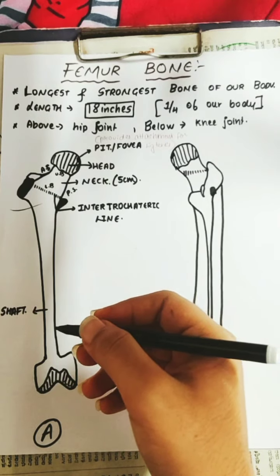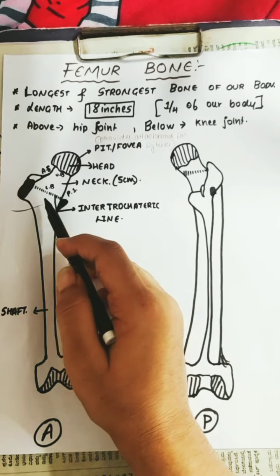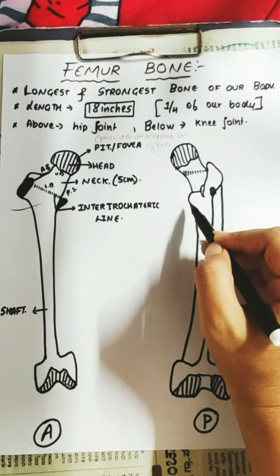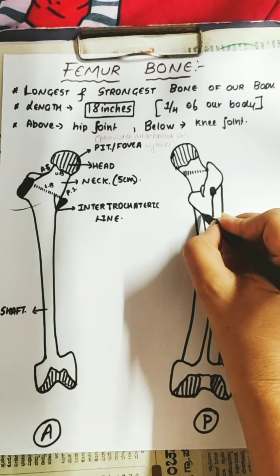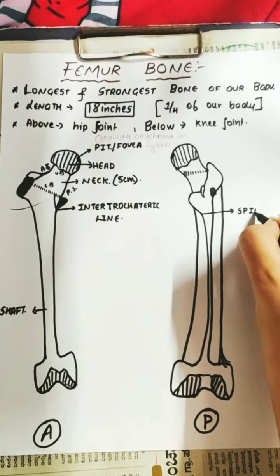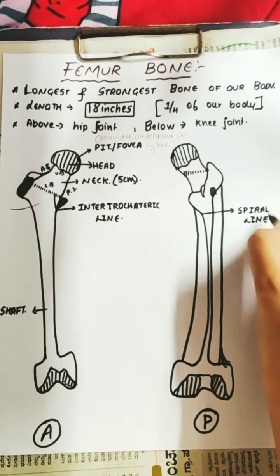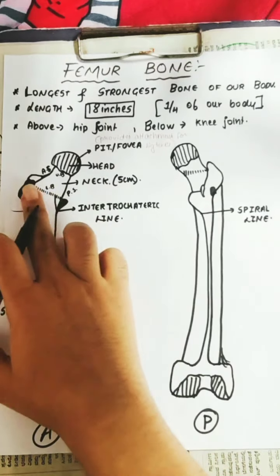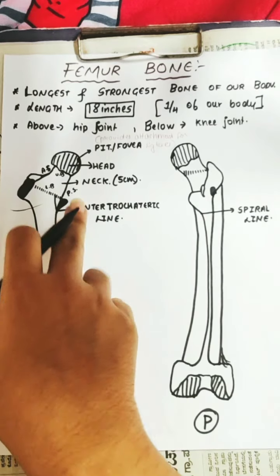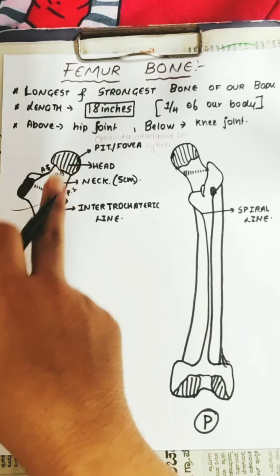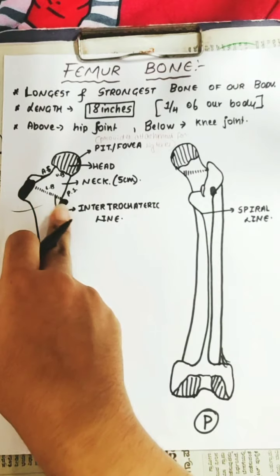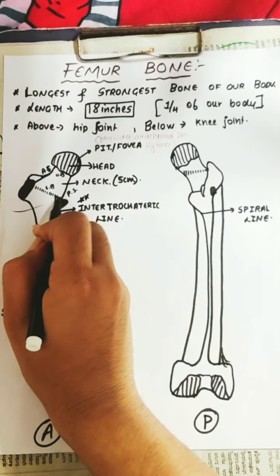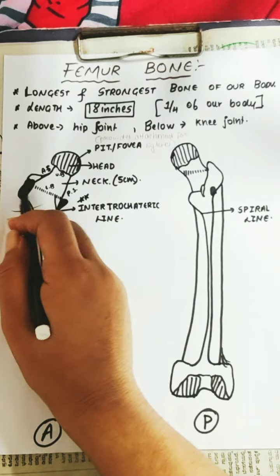This intertrochanteric line continues medially and downwards to form the spiral line. The intertrochanteric line mainly provides attachment to the iliofemoral ligament of the hip joint, then vastus lateralis, vastus medialis. There are many muscles getting attached to this line, so remember this part, the intertrochanteric line.